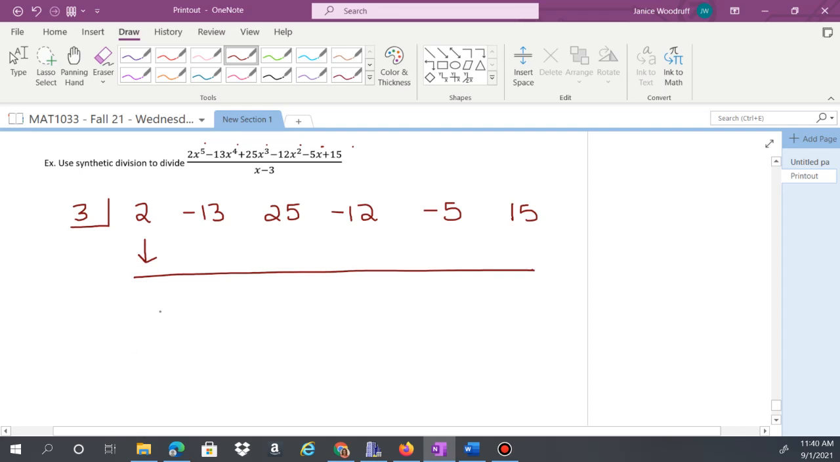Okay, draw our line. We're going to start by bringing the 2 down. Then we're going to multiply with the answer here. So 2 times 3, so we're always multiplying by this 3. Does not give you 3. 2 times 3 gives you 6.